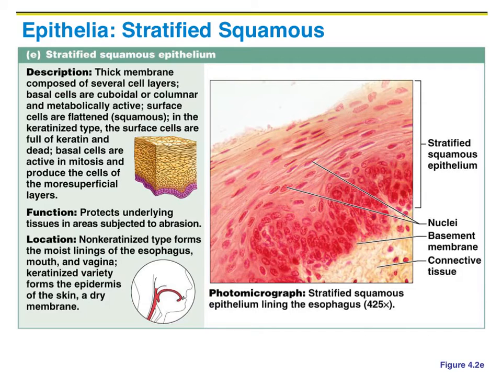The function of this epithelial tissue is to protect underlying tissues that may be subjected to abrasion. It's found in areas such as the skin, which is keratinized, and other non-keratinized types are found in the lining of the mouth, esophagus, and vagina.